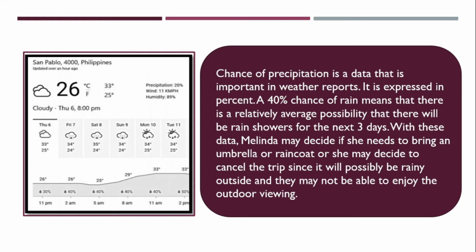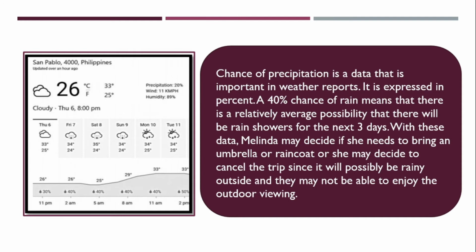Okay? Dahil 40% yung naging percentage ng chance of rain, so ibig sabihin, sa 3 days na yon, there is a relatively average possibility that there will be rain shower. And then with this data, Melinda may decide if she needs to bring an umbrella ba or raincoat, or she may decide then to cancel the trip since it will possibly rain for that 3 days and they may not be able to enjoy the outdoor viewing.